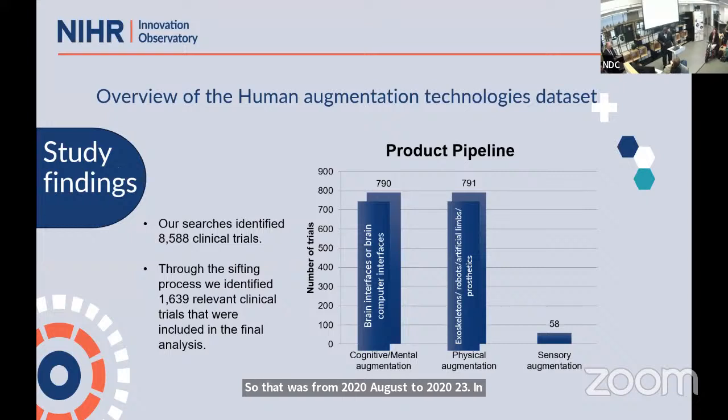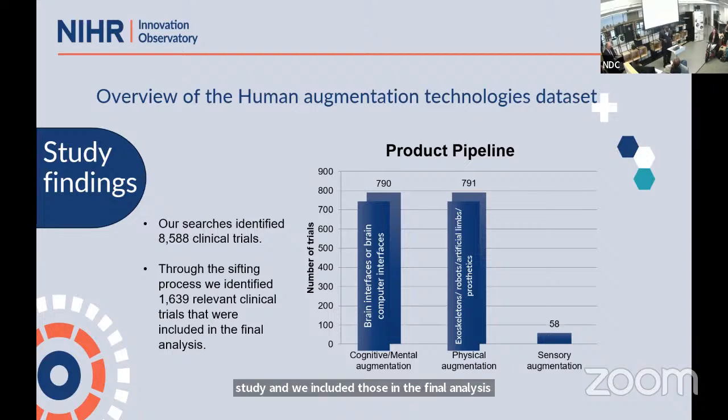In terms of the numbers, our data, when we did our initial search, identified over 8,500 clinical trials that we found in the initial search. And of these, through the sifting process, we identified about 1,639 that were relevant to the study, and we included those in the final analysis.